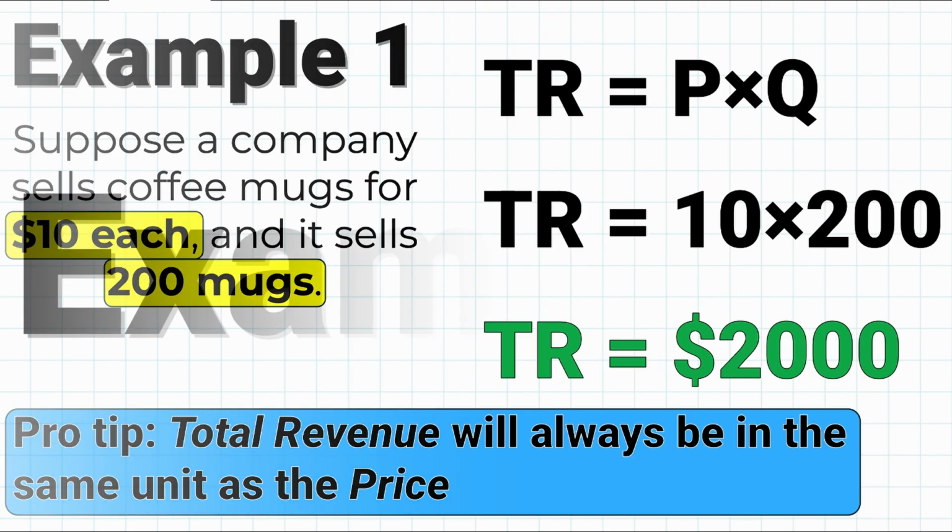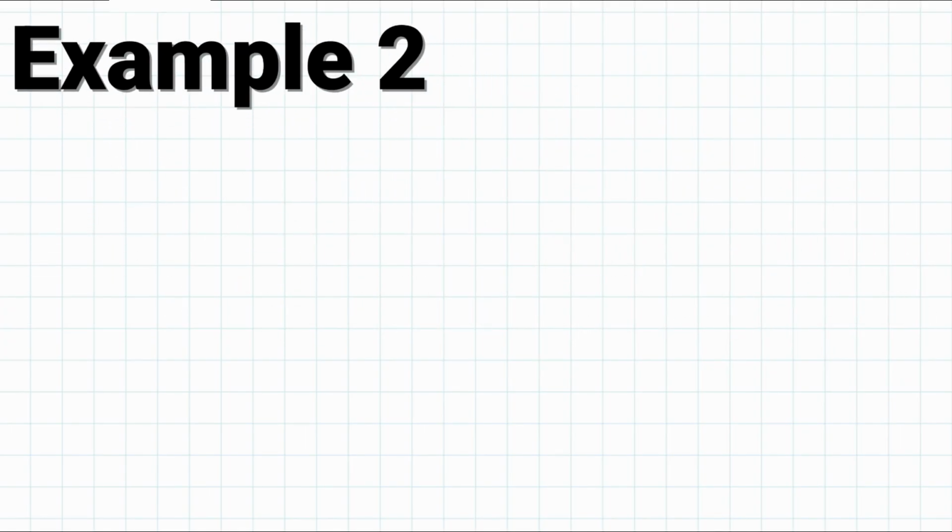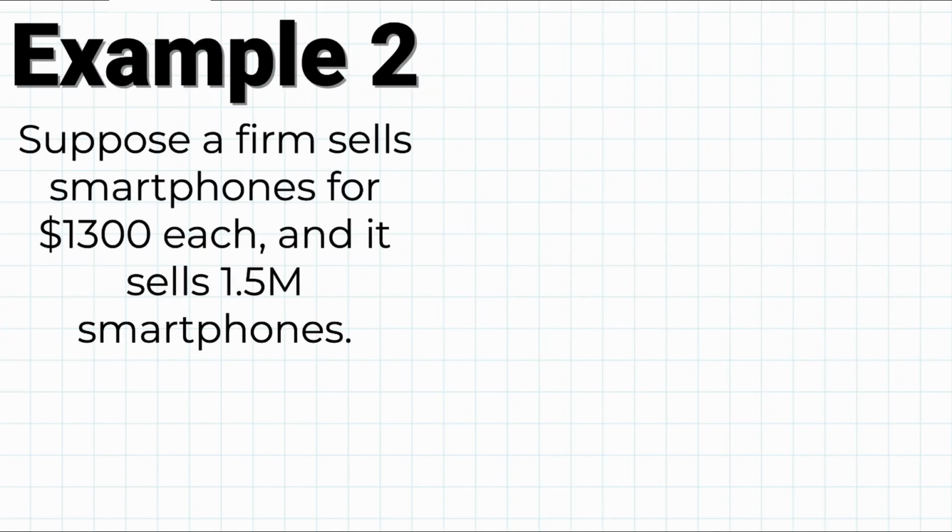Now let's look at a slightly harder example. Example 2 poses the scenario: suppose a firm sells smartphones for $1,300 each and it sells 1.5 million smartphones. Pause the video here and give yourself a second to try this question for yourself. And if you understand, then we're going to go over the answer in 3, 2, 1.